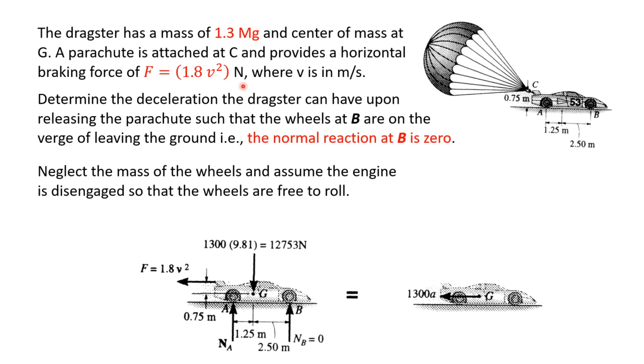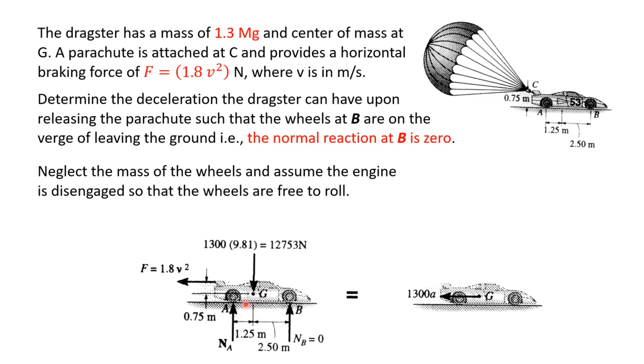Now we need to determine what the deceleration of the dragster will be upon the release of the parachute, such that the wheels at B are on the verge of leaving the ground. That means we are not going to have any normal reaction at point B. So this one is hardly touching the ground, so no force is going to be there.